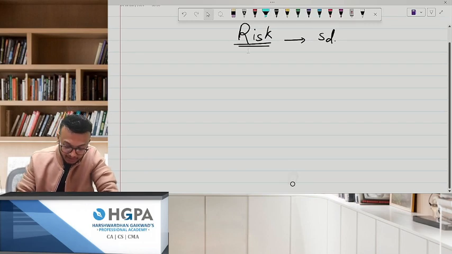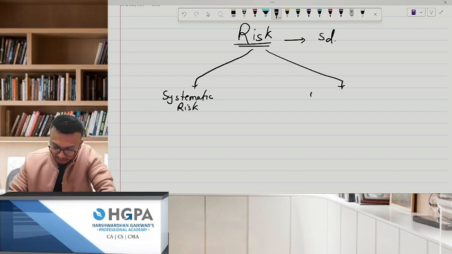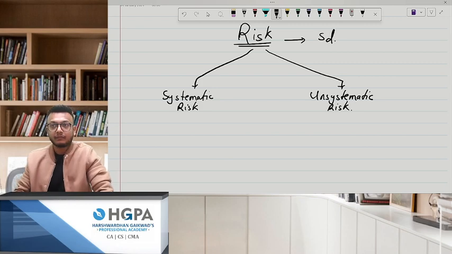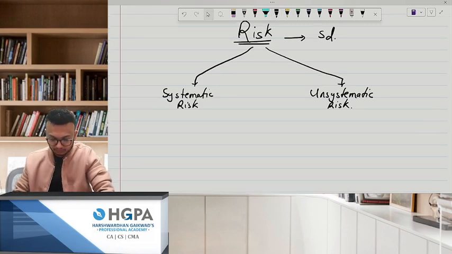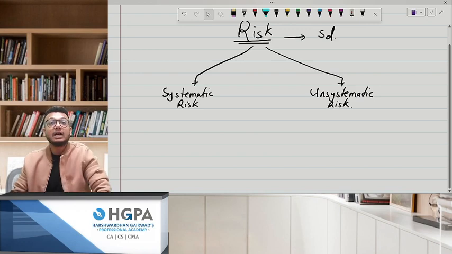Risk are of two types. One is known as what risk? Systematic risk. And the other is known as unsystematic risk. Other is known as what risk? Unsystematic risk. Pay attention. Draw the diagram with me only. Systematic and unsystematic.